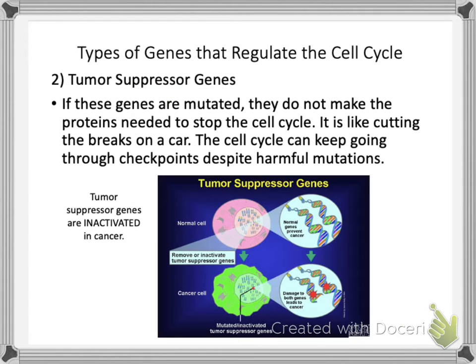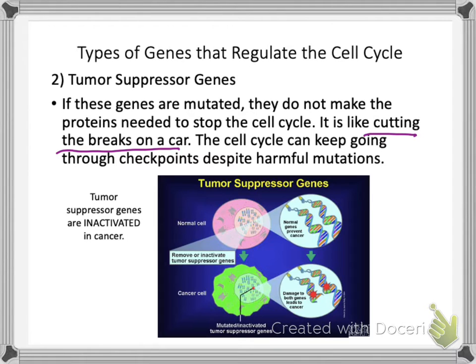If the genes are mutated, they don't make the proteins that stop the cell cycle. It's like cutting the brakes on a car. So that's an important idea. Okay, so the cell basically can't stop. It keeps going through checkpoints despite harmful mutations.